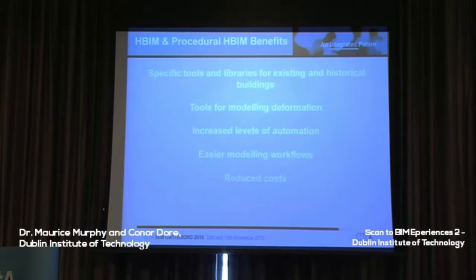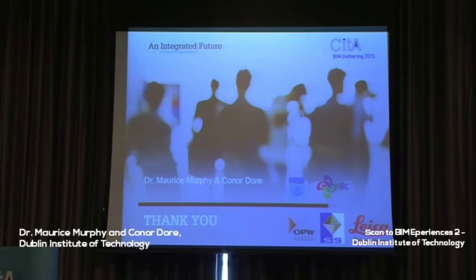So to sum up, the benefits of the new HBIM and procedural modeling approaches include specific tools for existing historic buildings, tools for modeling deformation. There's also increased levels of automation, easier modeling workflows, and all of this will result in reduced costs for standard BIM projects.